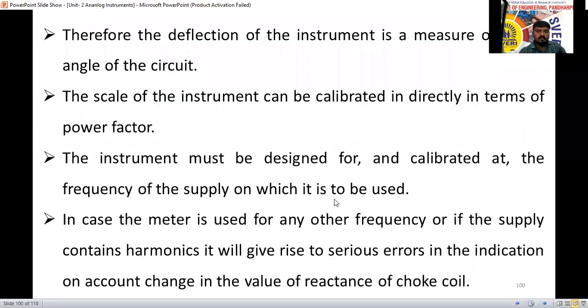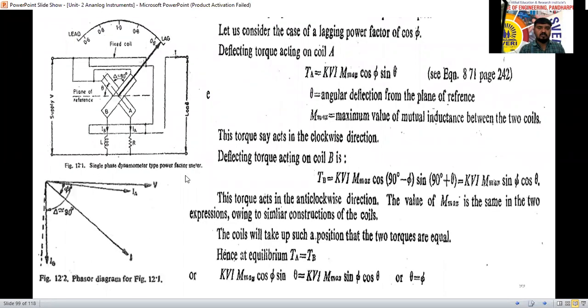So this is the construction and how to draw the phasor diagram. And we have to prove that theta is equal to phi. This is nothing but deflection equal to phase angle. So construction, working, construction of the phasor diagram, and the derivation we have discussed here. Now, if you have any doubts, you can ask. Any doubts?